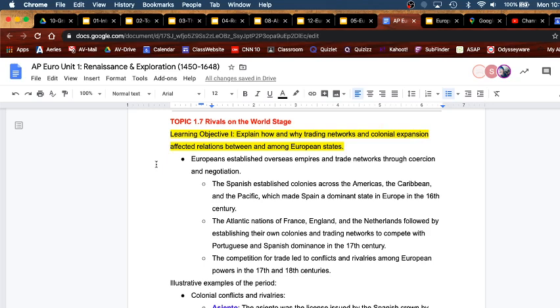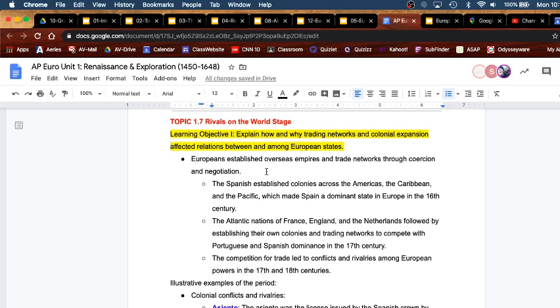Learning Objective I, explain how and why trading networks and colonial expansion affected relations between and among European states. As they compete for overseas markets, it's going to cause a string of conflicts and wars. And it's going to start right away. Right when the Portuguese and the Spanish are first starting off, there's going to be conflict and rivalry.